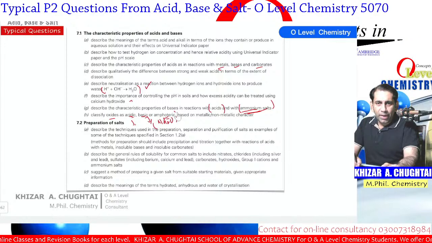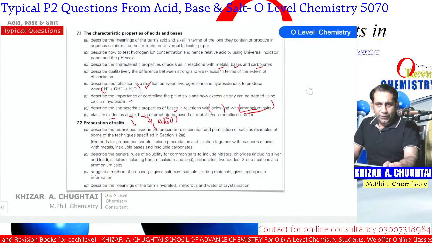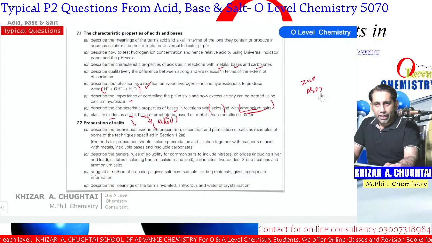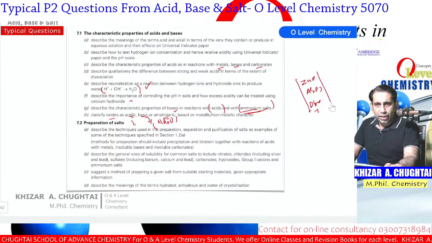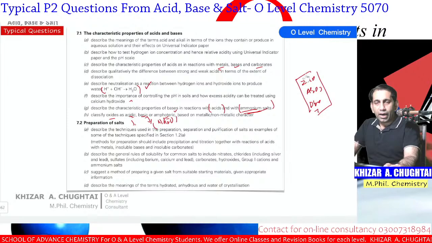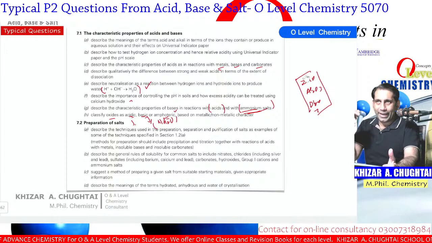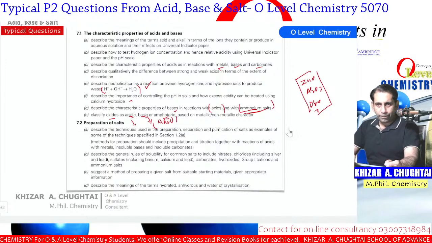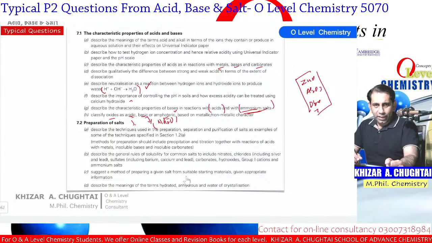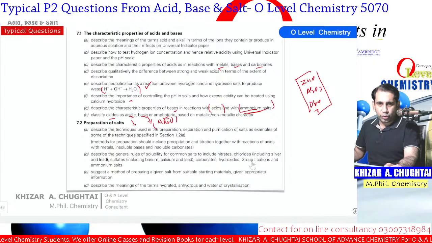The next one is amphoteric. These are the three as far as your level is concerned: zinc oxide, Al2O3 aluminium oxide, and lead oxide. So these three oxides are said to be the amphoteric oxides. The next one is salt preparation, and you will have to remember this one.